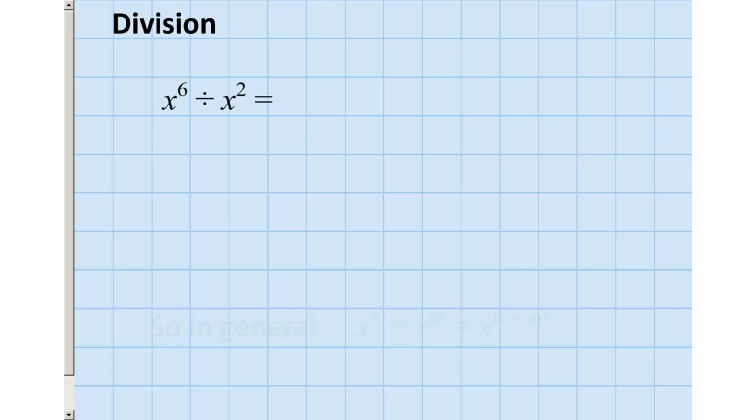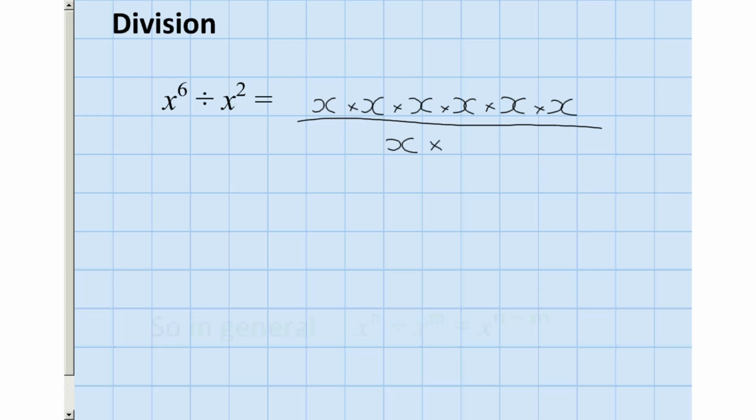Division. x to the power of 6 divided by x to the power of 2. I'm going to do the same thing again. x to the power of 6 is x times x times x times x times x times x. To represent divide, we use a division line like a fraction, but we'll look properly at fractions in topic 7. So we've got x to the power of 6 divided by x squared, which is x times x.